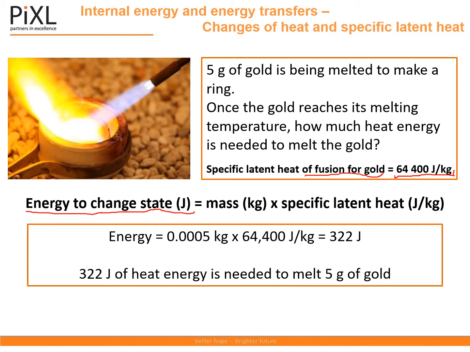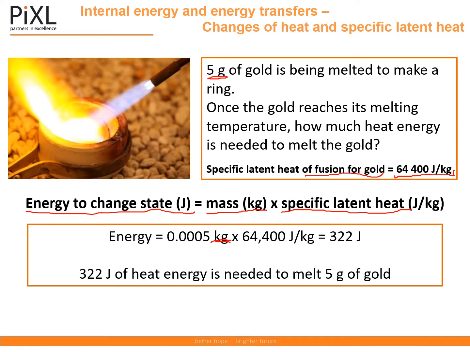You can rearrange the formula and put it into a triangle, which we'll do in a minute. But let's just focus on this particular question. To work out the energy to change the solid gold to liquid gold, we have to find out what the mass is in kilograms, and we need to times it by the specific latent heat, which should also be given to you in the question. In this case, we know the mass is 5 grams because we got that from the question. And don't forget, we have to turn it into kilograms, okay?